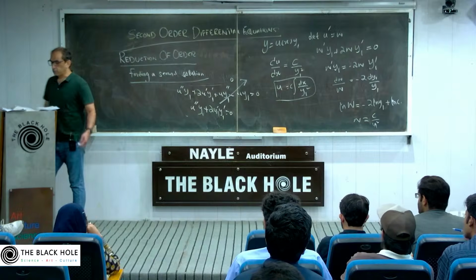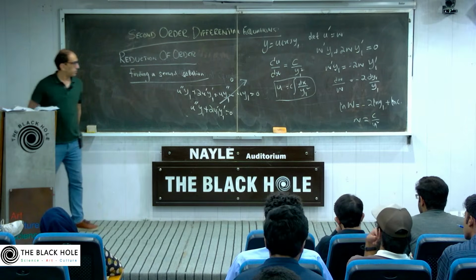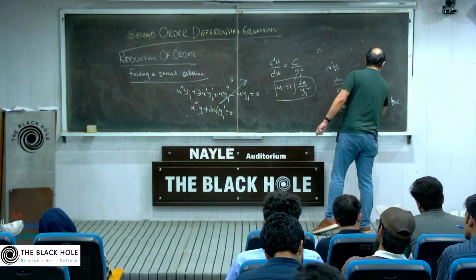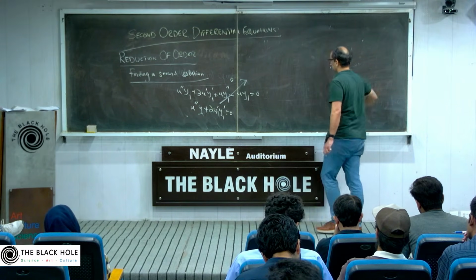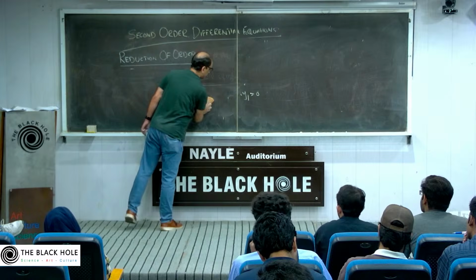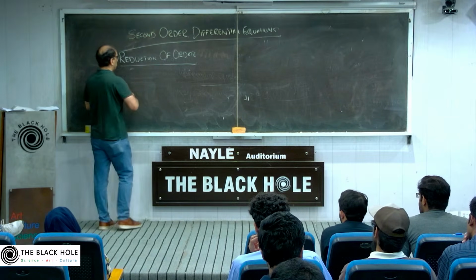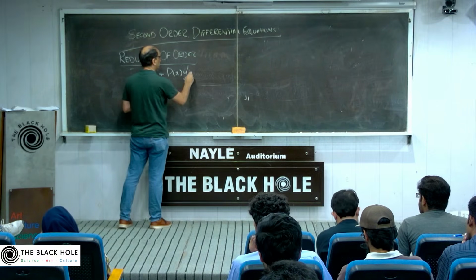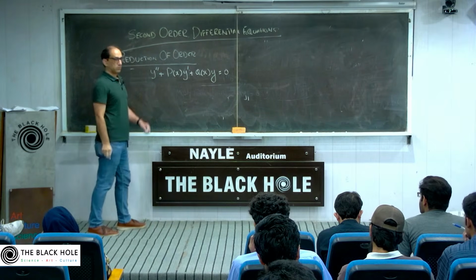But let's now try and do it for the problem when you have the full equation. This was way easier because this did not include the first order term, the first order derivative. Now let's do it for the case when you have y double dash plus p of x y dash plus q of x y equal to 0.